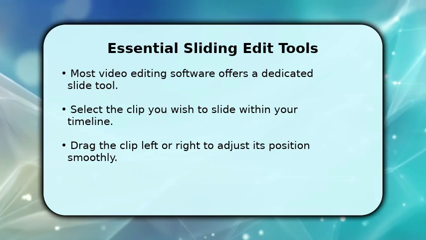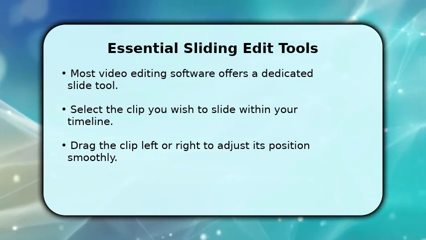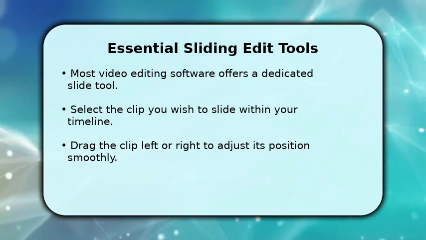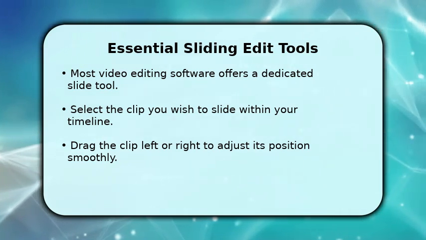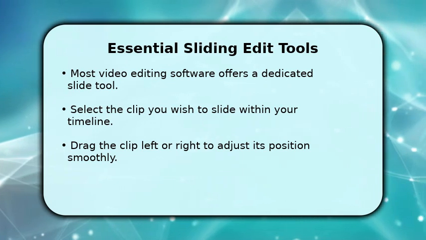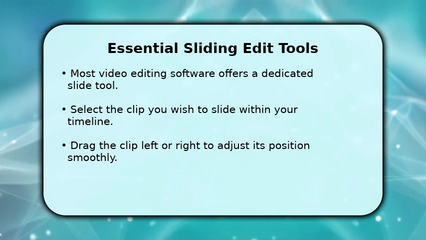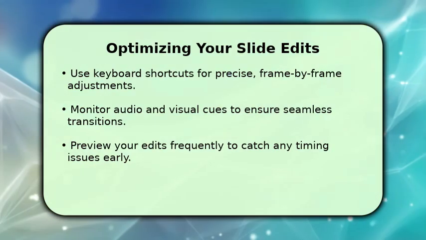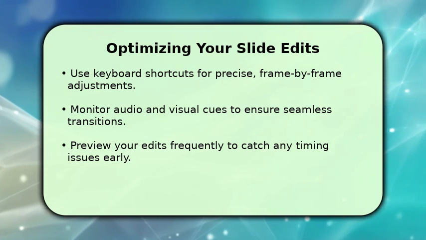To begin, open your preferred video editing software, such as Adobe Premiere Pro or DaVinci Resolve. Locate the slide tool, often represented by a specific icon or found within an editing mode. Once activated, simply click and drag your chosen clip along the timeline. As you move it, the surrounding clips will automatically adjust their in and out points to accommodate your slide, maintaining the overall sequence length. For optimal results, consider using keyboard shortcuts to fine-tune your slide edits.